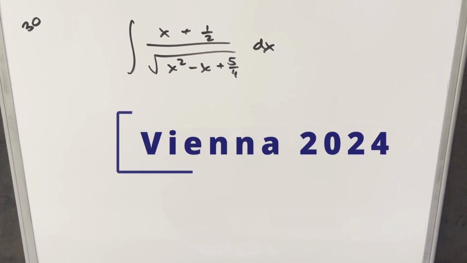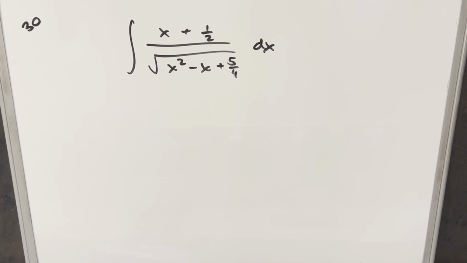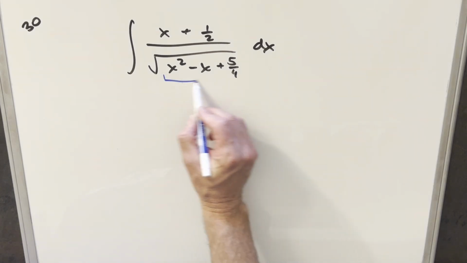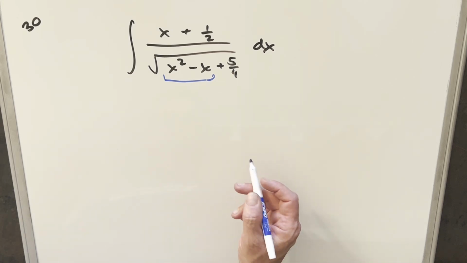Okay, we have here today another integral. This one's from the Vienna Integration Bee 2024, problem 30. We have the integral of (x + 1/2) over the square root of x squared minus x plus 5/4 dx. This looks kind of messy, but it looks like the case where we can complete the square on this, factor it, and then maybe do a trig substitution.